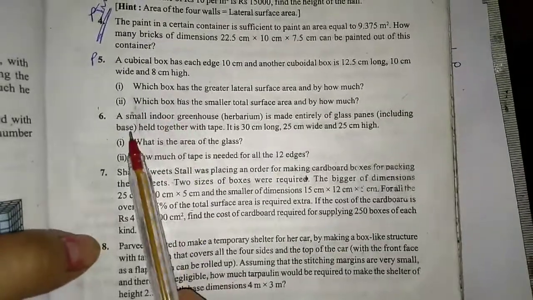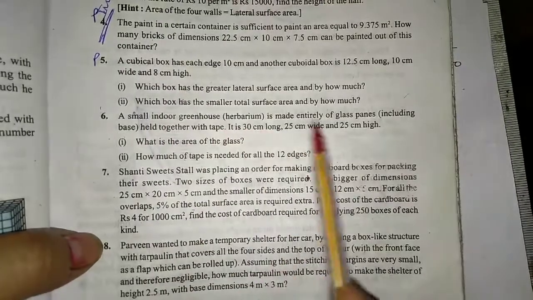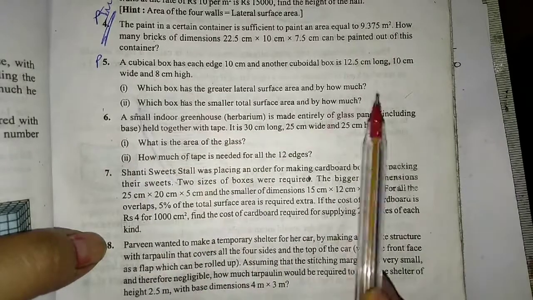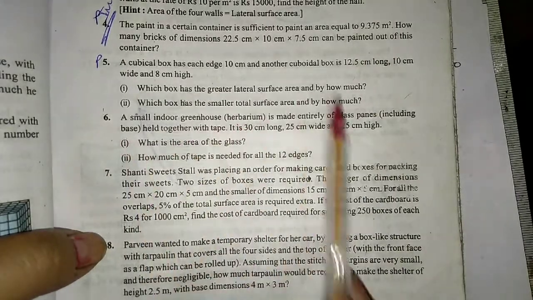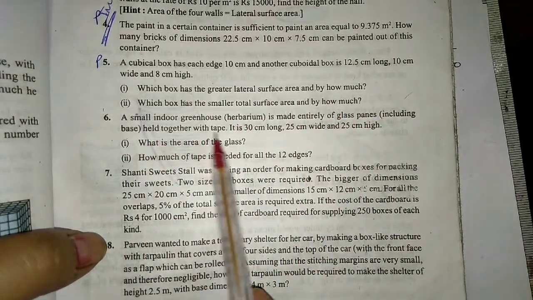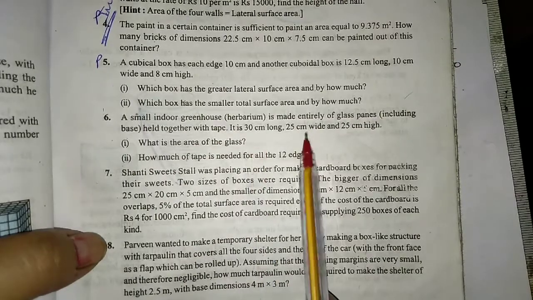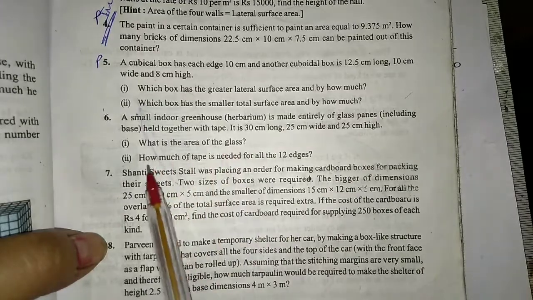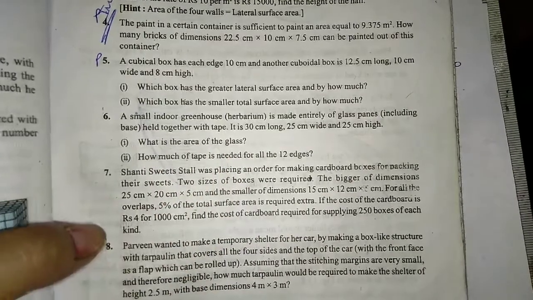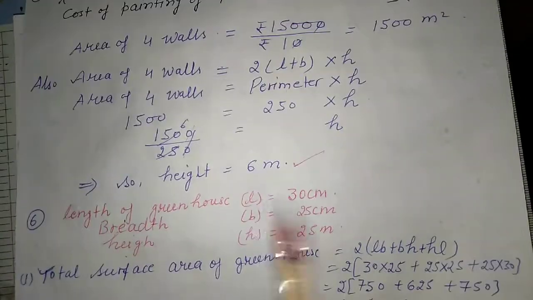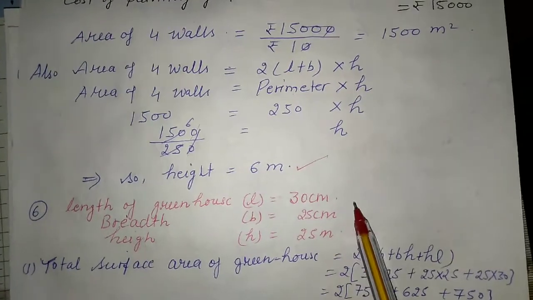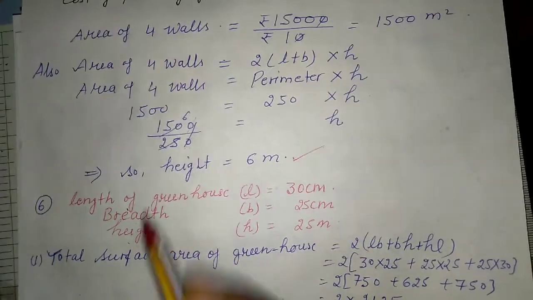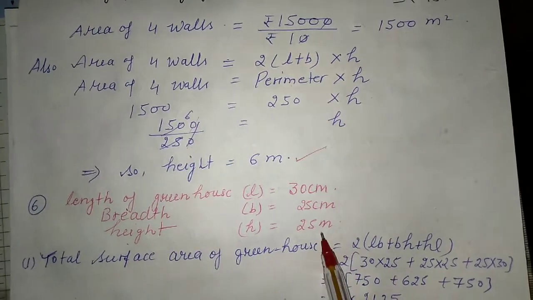Now the sixth question. A small indoor greenhouse is made entirely of glass panes, including base, completely closed. This is a herbarium, so completely closed. Held together with tape. It is 30 meter long, 25 meter high. What is the area of the glass and how much tape is needed for all the 12 edges? Okay. Length of greenhouse is given 13 centimeter. Breadth is given 25 centimeter. Height is given 25 centimeter.